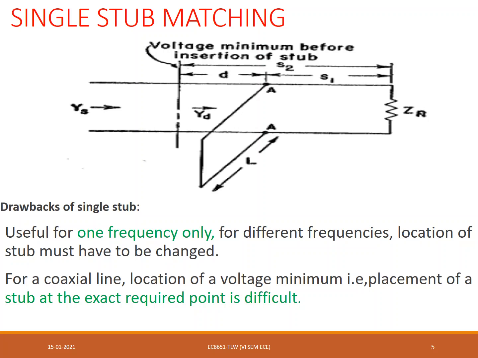For different frequencies, the location of the stub has to be changed. Changing the location of the stub is difficult in certain transmission line configurations. For a coaxial line, the location of voltage minima, that is the placement of the stub at the exact required point, is very difficult. Similarly, if the transmission line is a coaxial cable, the connection of the stub would need drilling of a hole in the outer conductor.